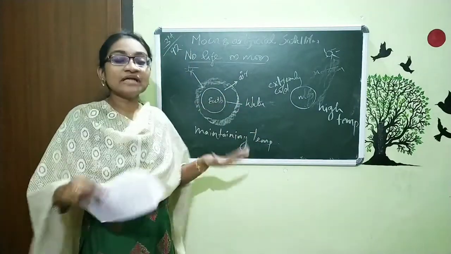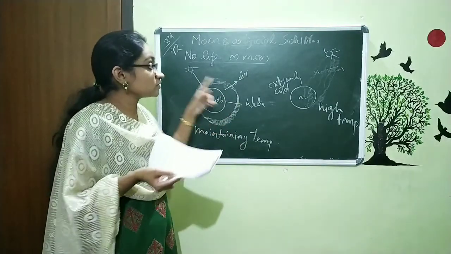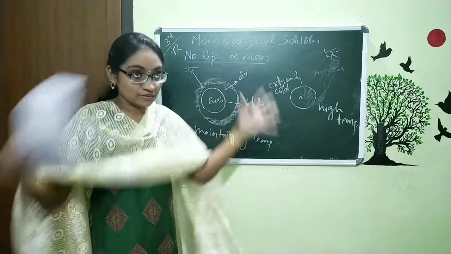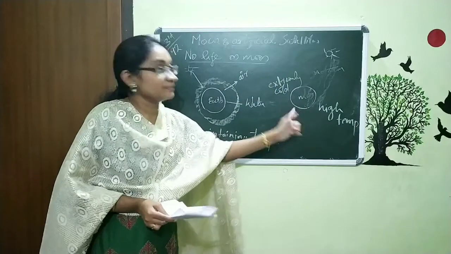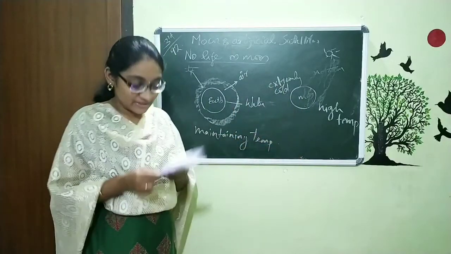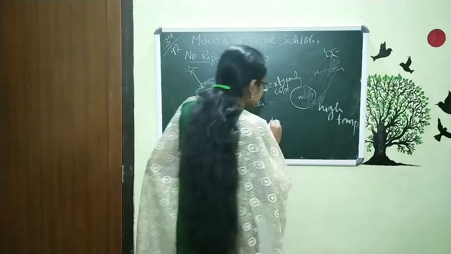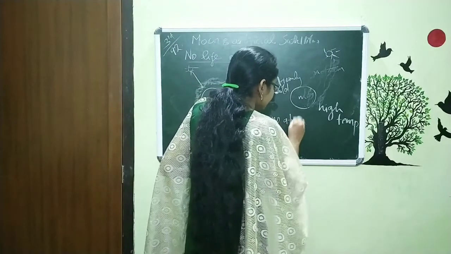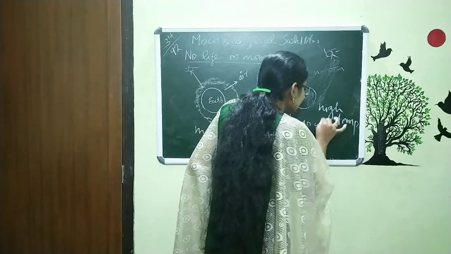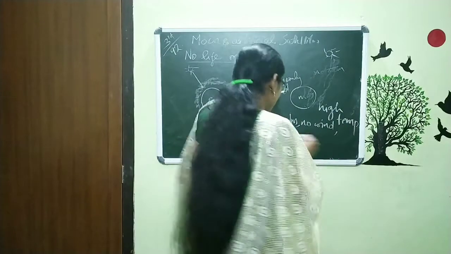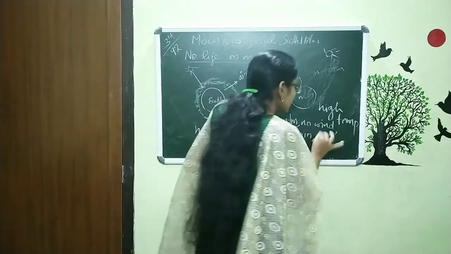We are stable and we are okay. Why? Because of the presence of atmosphere. This atmosphere maintains the temperature on the surface of earth. For the moon there is no atmosphere and because of that all this happens. So we can say for the moon no atmosphere is there. No wind is there. No rain is there. No clouds are there.